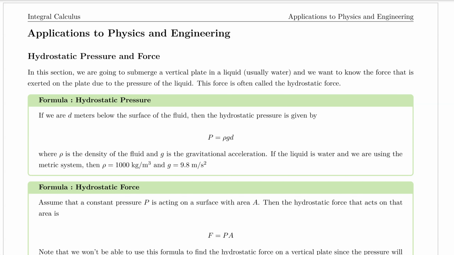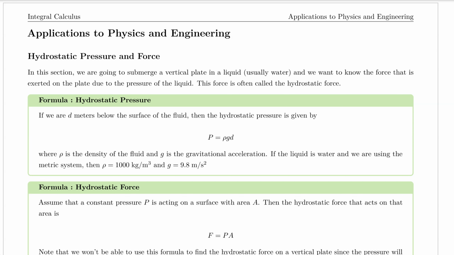In this video, we're going to be talking about applications to physics and engineering. First, we'll start off by talking about hydrostatic pressure and force. In this section, we are going to submerge a vertical plate in a liquid, usually water, and we want to know the force that is exerted on the plate due to the pressure of the liquid. This force is often called the hydrostatic force.